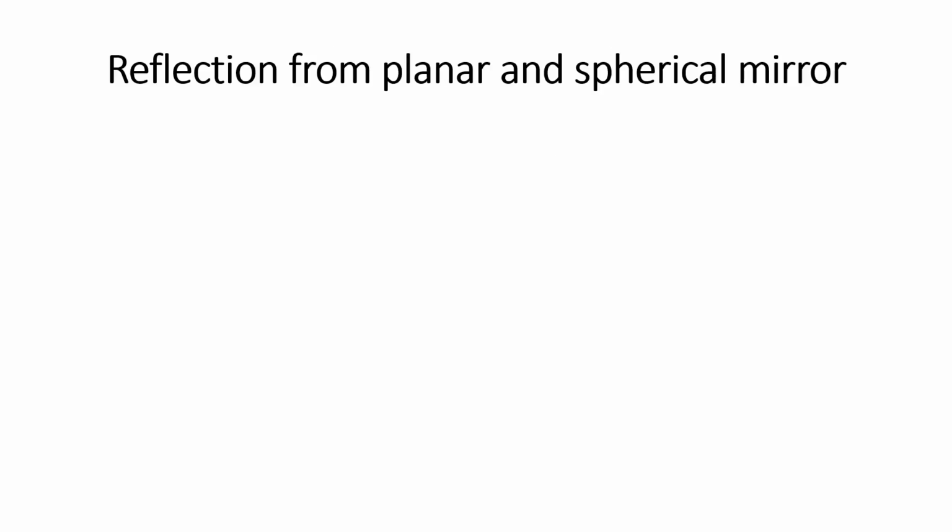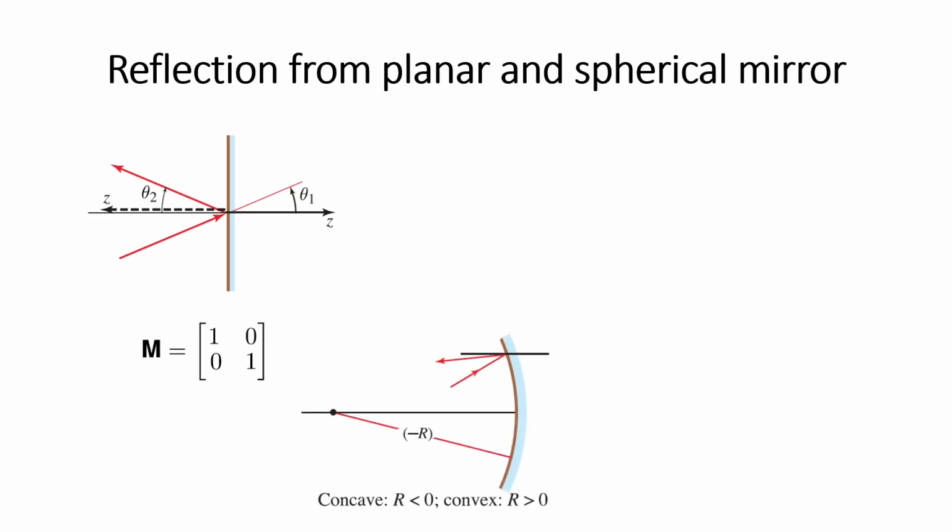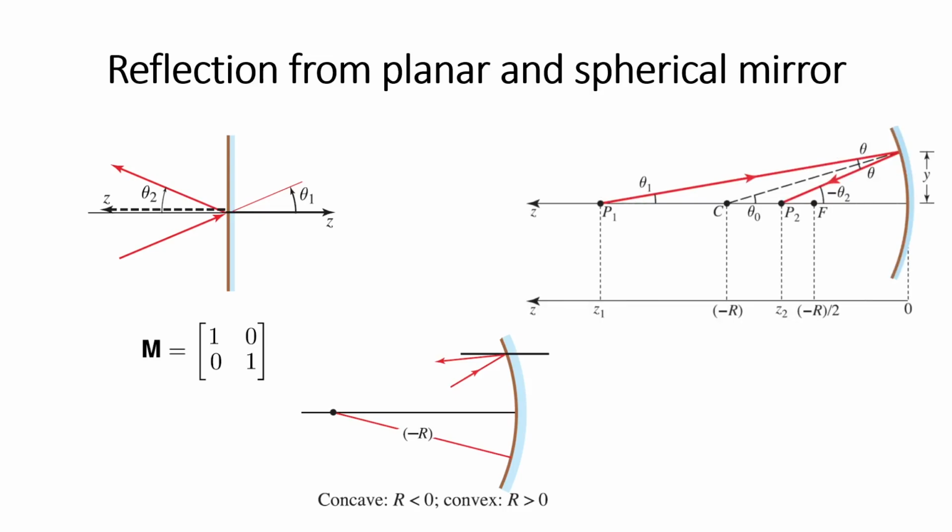In the last example, we have considered the reflection of a ray from planar and spherical mirrors. For a planar mirror, the position has not changed after reflection, and the reflection angle equals the incident angle. So I can write M equals 1, 0 in the first row and 0, 1 in the second row. Now the spherical mirrors. Here I show it with more details.